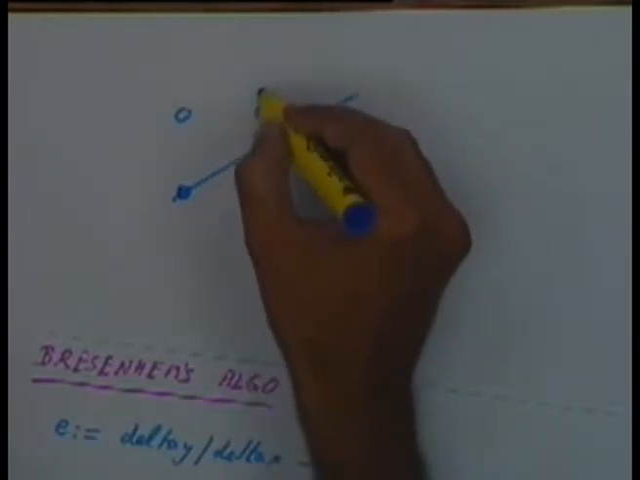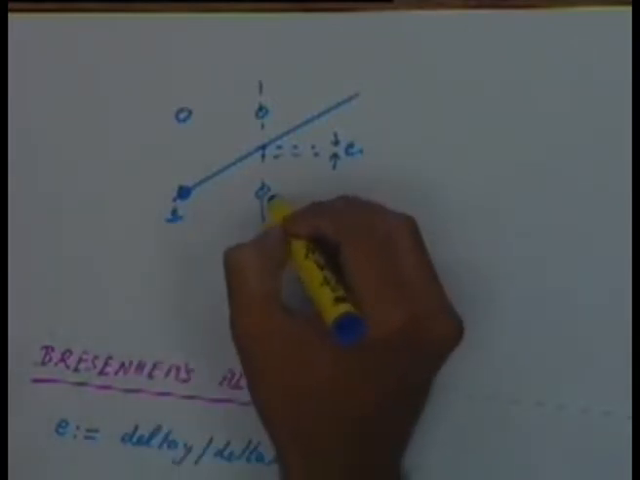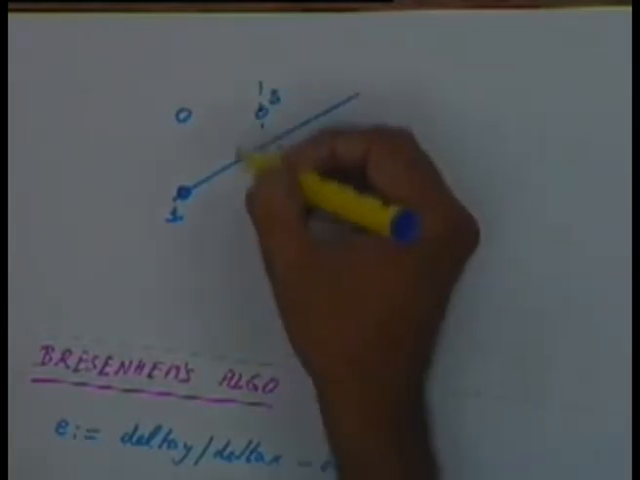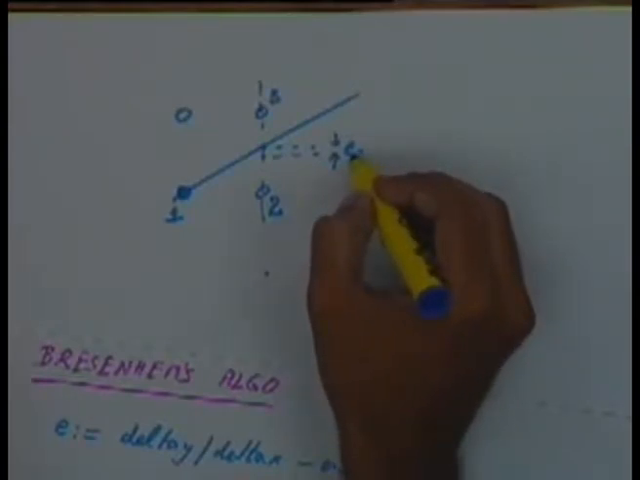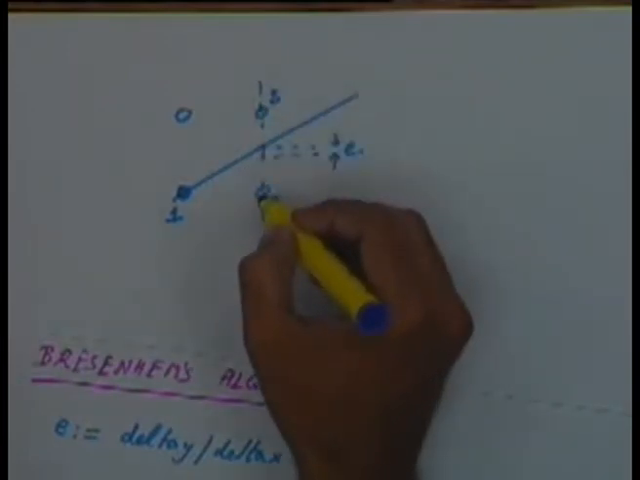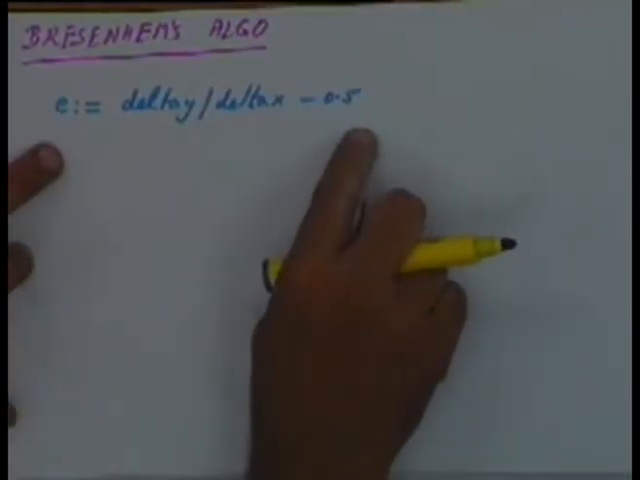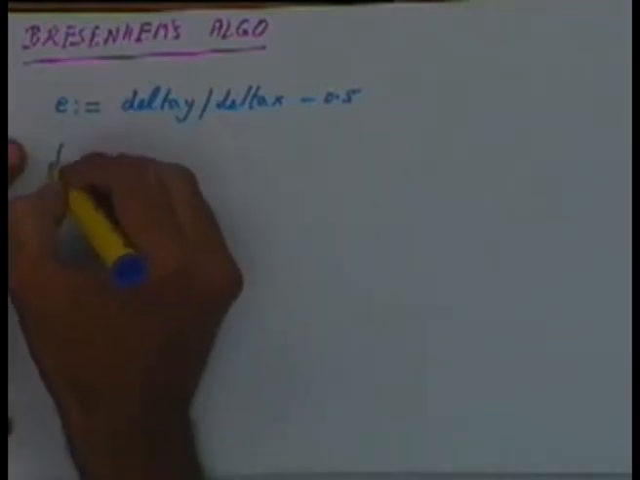So at this position, I have to decide whether this is my pixel number 1, whether the pixel number 2 is to be displayed or the pixel number 3 is to be displayed. In order to decide that, I will look at whether this E is positive or negative. If this E is positive, I will display this. If E is negative, I will display this. Okay. So accordingly, we will write the algorithm. We initialize E, that is error term, to be dy by dx minus 0.5, and then we have a loop.